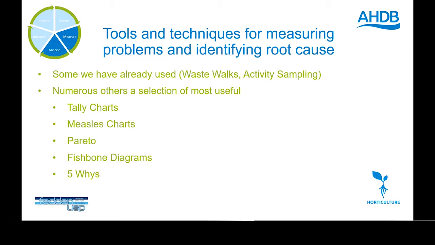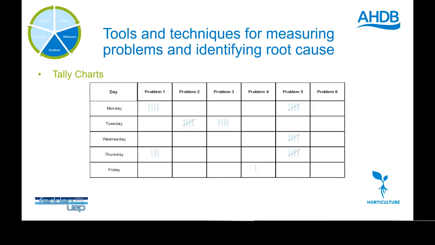So the first 3 are particularly useful in measuring what's currently happening. So let me take you through each of them in turn. Tally charts are a simple way of, if we know there's a problem, getting people at the point where the problem is occurring to capture how often it happens.